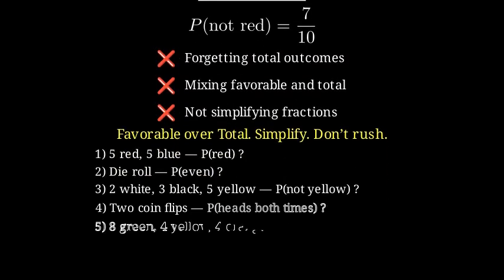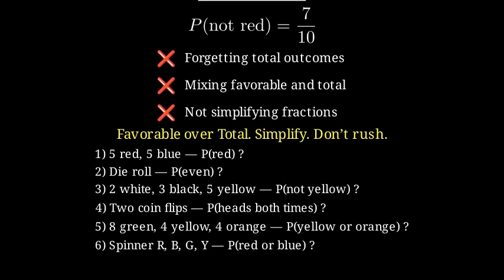Try these 6 questions on your own. Pause the video if you need more time. Question 1. A bag has 5 red and 5 blue balls. What is the probability of picking red? Question 2. A fair die is rolled. What is the probability of rolling an even number? Question 3. A box has 2 white, 3 black, and 5 yellow marbles. What is the probability of not picking yellow?